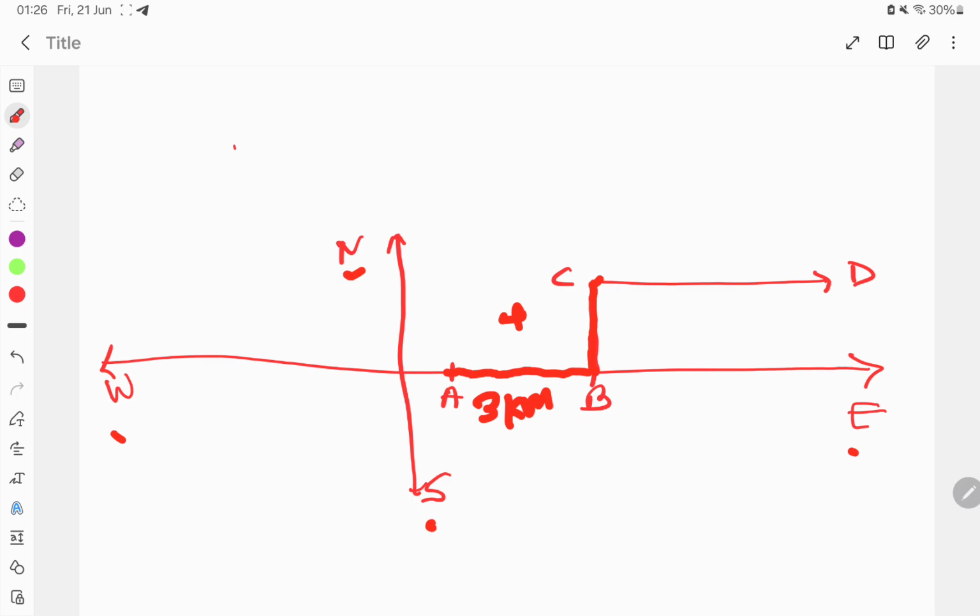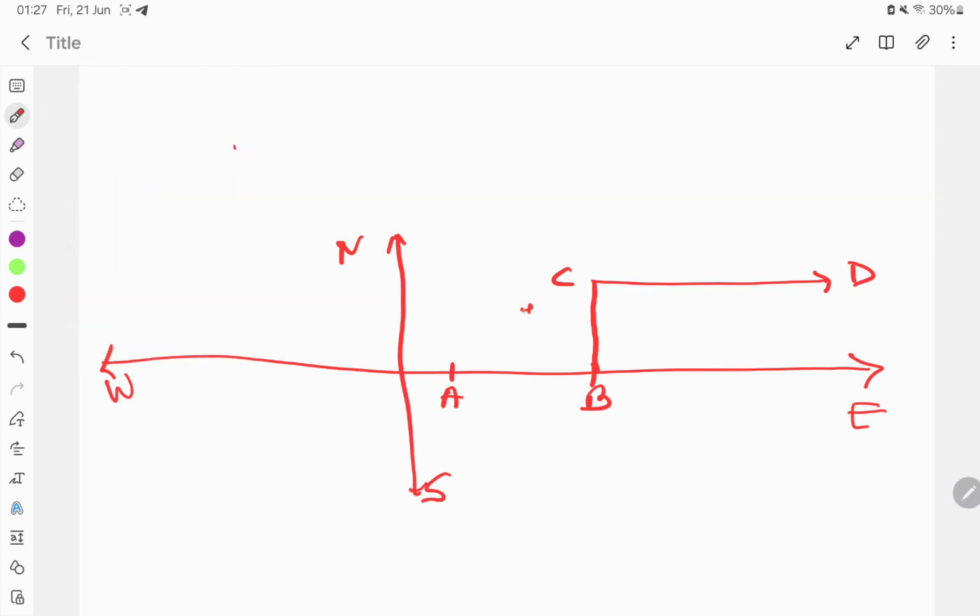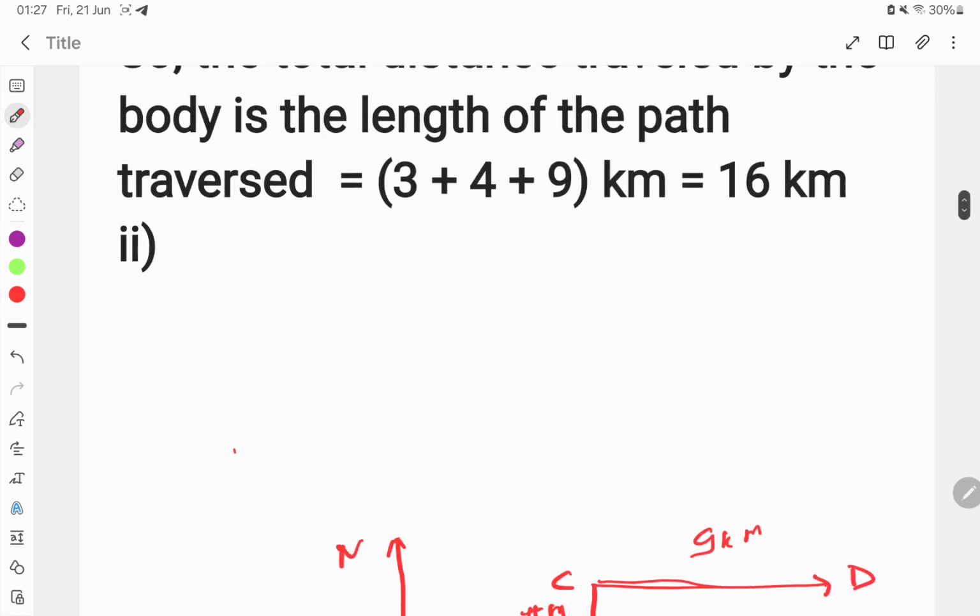And this one is 4 kilometers and this one is 3 kilometers. Then C to D, 9 kilometers. Same statement is given. Let us check.